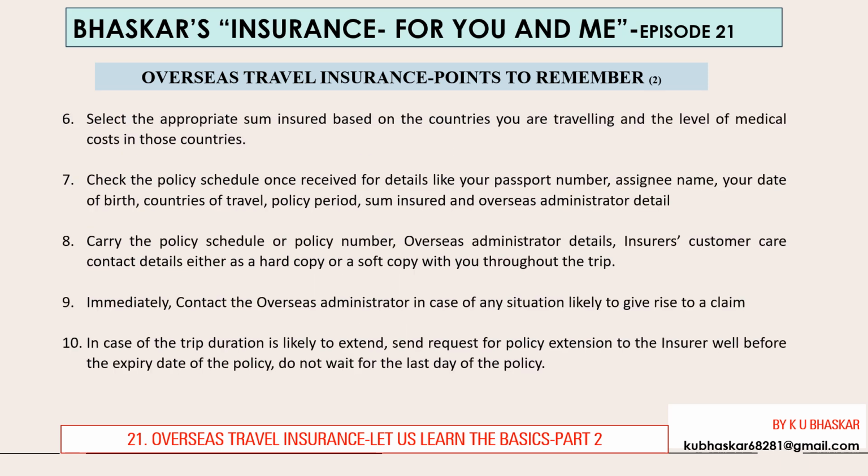Select the appropriate sum insured based on the countries you are traveling and the level of medical cost in those countries. Once you receive the policy, check the schedule for details like your passport number, assignee name, your date of birth, countries of travel, policy period, sum insured, and overseas administrative details. If you find any error there, immediately write to the insurer to rectify the same. Do not neglect such errors.